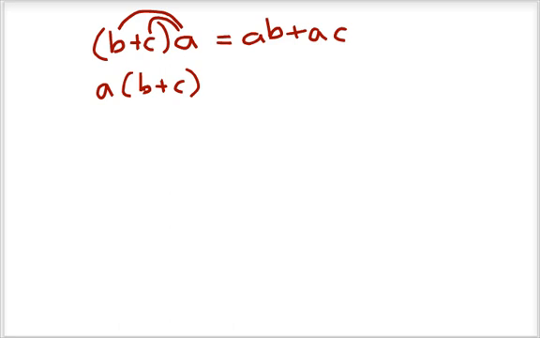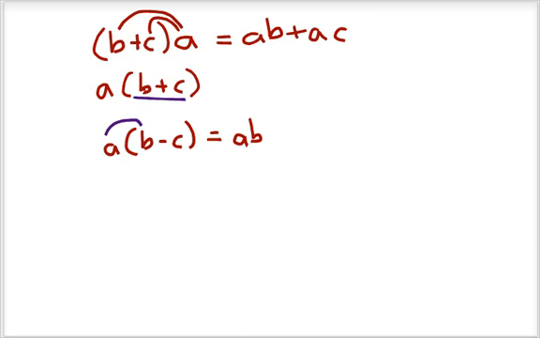Now, this doesn't always have to be an addition problem inside of the parentheses. In fact, oftentimes it will be a subtraction problem. So if I have A times the quantity B minus C, then we can still do the distributive property. We can still do A times B. And notice I always draw my little rainbow, my little arrows going here.